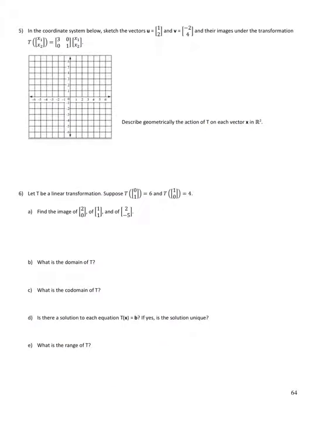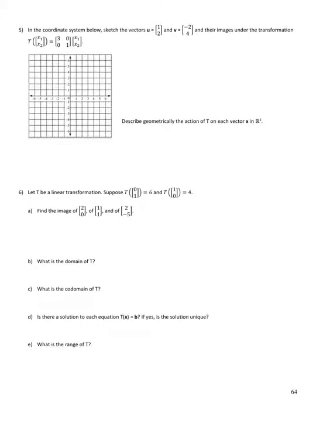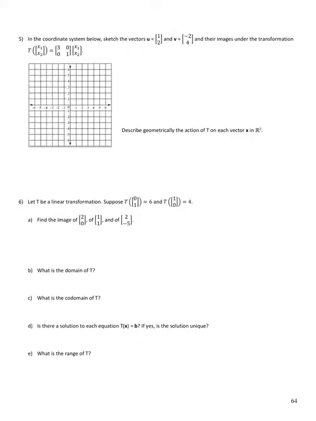Okay, in the coordinate system below, sketch the vectors u and v and their images under the transformation. Okay, so u is 1, 2, so I'll plot that. And v is -2, 4. It's right here. Okay, now their images under the transformation.